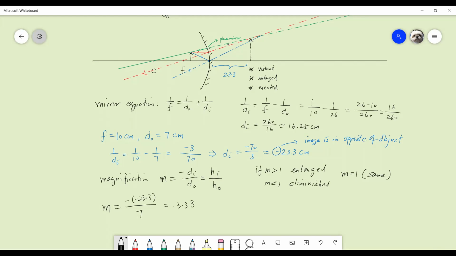If you look carefully, I have a positive sign here, right? Positive sign means what? They are in the same orientation. Same orientation means what? The object is erect, and the image is also erect. That is the case, right? Am I right?